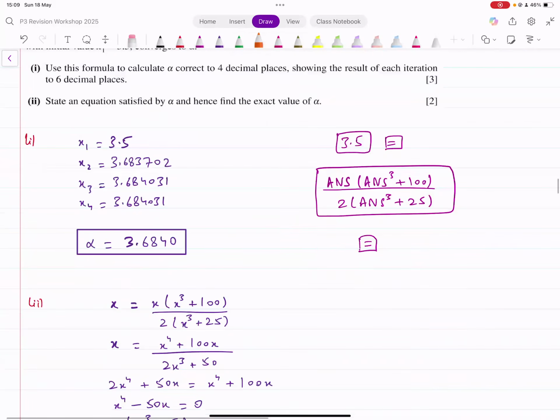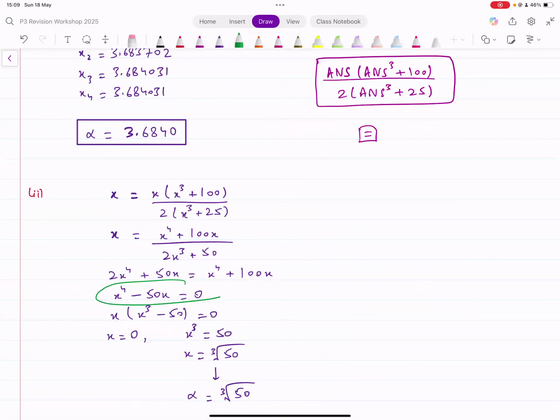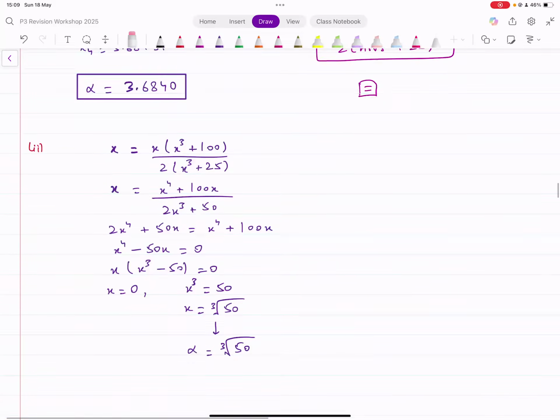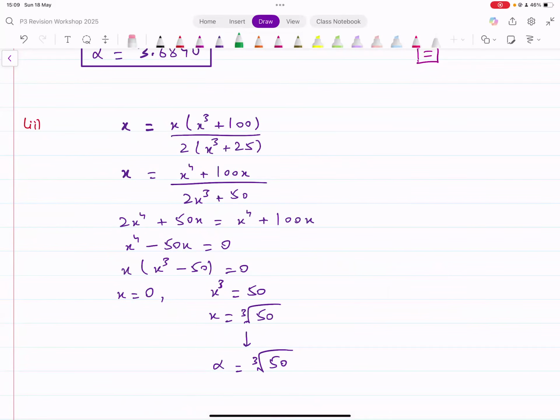Simplify this equation. That becomes x to the power 4 minus 50x equals 0. And that's an equation that we can actually solve directly as well. Take x common, that leaves you with x cubed minus 50. And the exact value of x turns out to be the cube root of 50. That's the exact value of x.